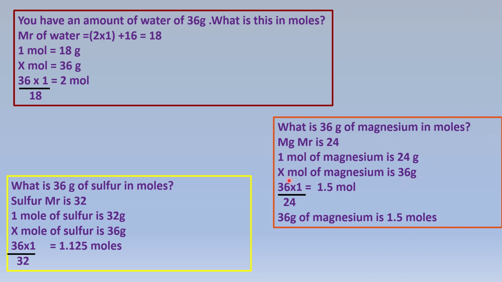Can I solve for X? Yes. Math helps us. 36 times 1 divided by this number 24, and the answer is 1.5 moles. So 36 grams of magnesium is 1.5 moles of magnesium. Now remember that mole can be abbreviated as mol, instead of mole. So both of them are correct.